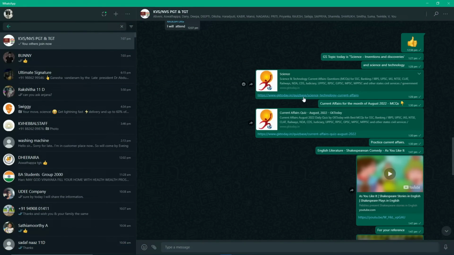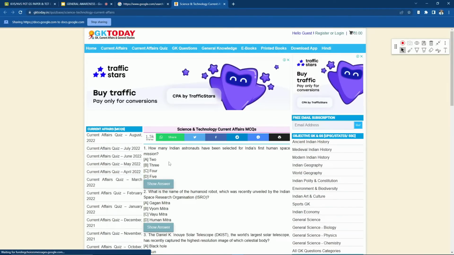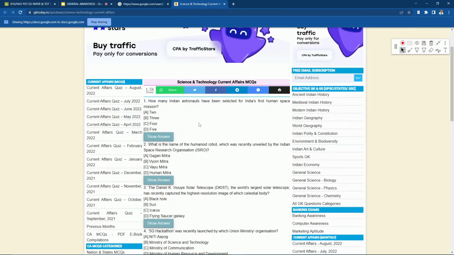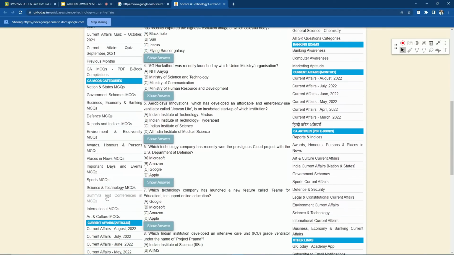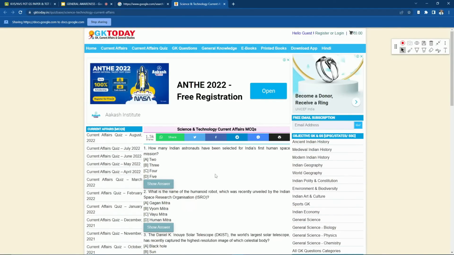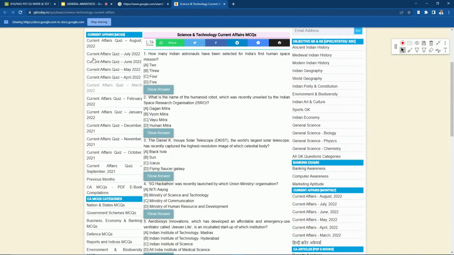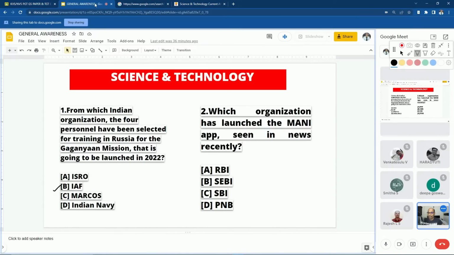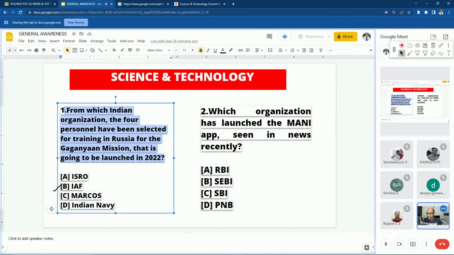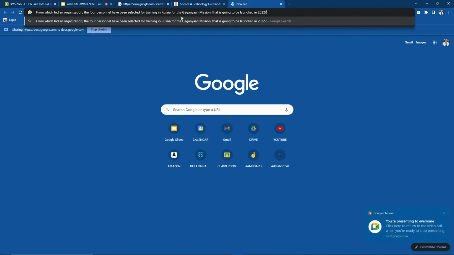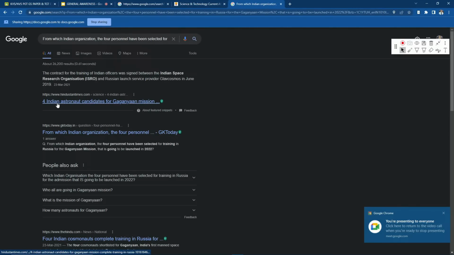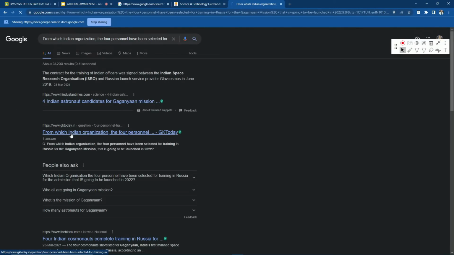science and technology. I am opening that question. See, this is the problem. If I open something, something else comes. Wait a minute. Science and technology. Right, we'll Google it. 1 second. You can also Google, but I checked and practiced these questions in the morning. From which Indian organization the 4 personnel?